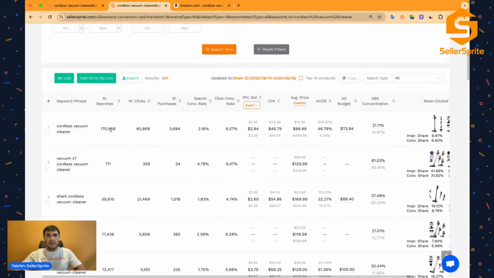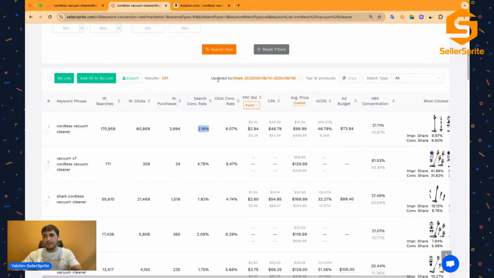Here we have similar data to brand analytics: weekly search volume, weekly clicks. We see the weekly clicks. Over 60,000 weekly clicks have been generated from this particular keyword. And the weekly search volume, weekly conversion rate, you see guys, this keyword's conversion rate is 2.16%.